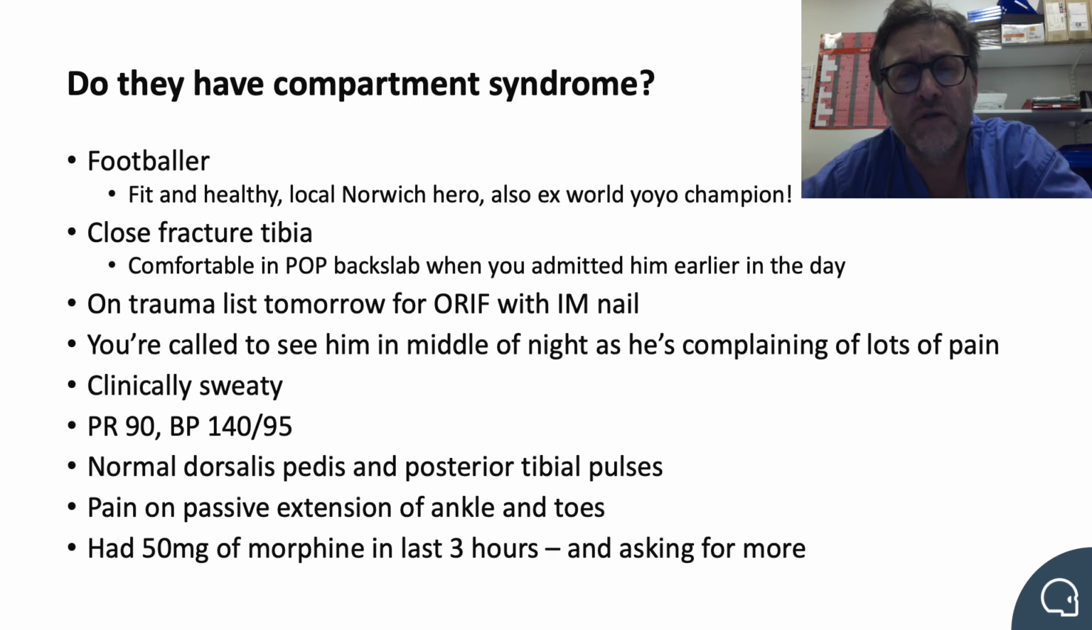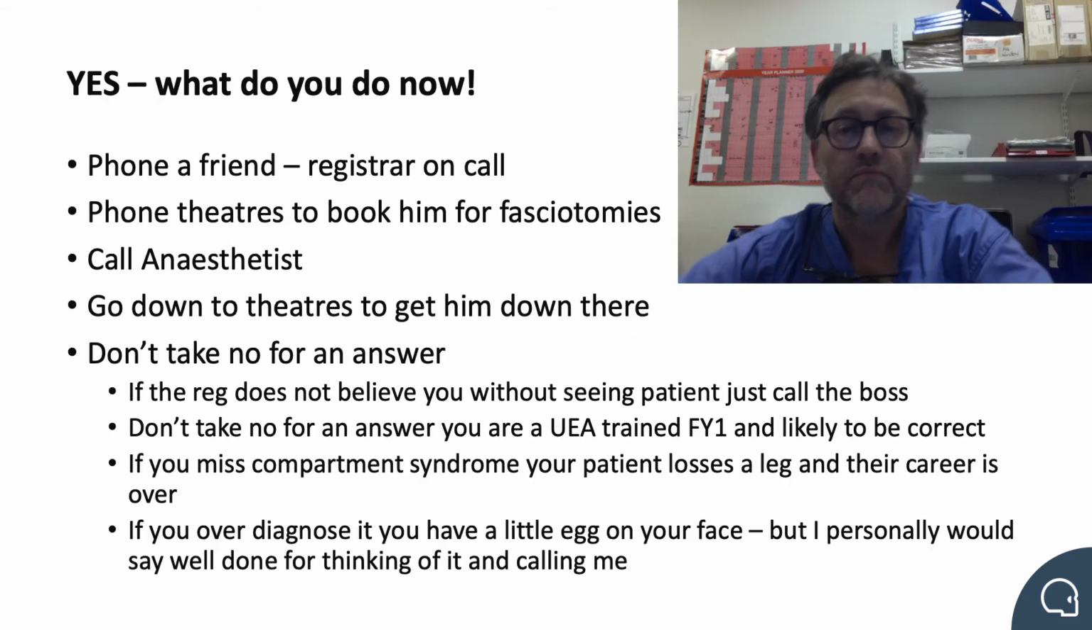You get called in the middle of the night to see the patient, they're complaining about terrible pain. You go and see them, they're clinically sweaty, their pulse rate is 90, their blood pressure is 140 over 95. You can feel a normal dorsalis pedis, normal posterior tibial pulses, but when you move their toes backwards and forwards, they've got a lot of pain on passive extension. He's had 50 milligrams of morphine in the last 3 hours, and he really wants more. What do you do now?